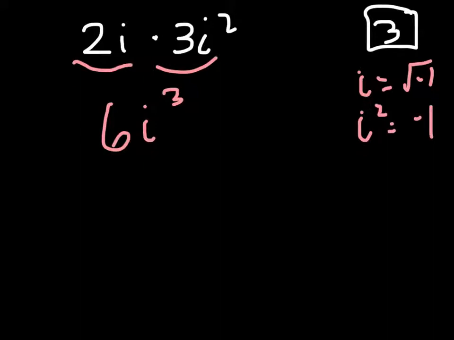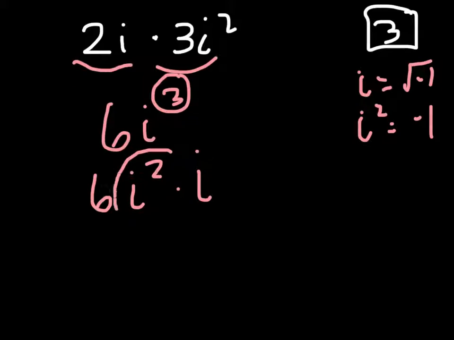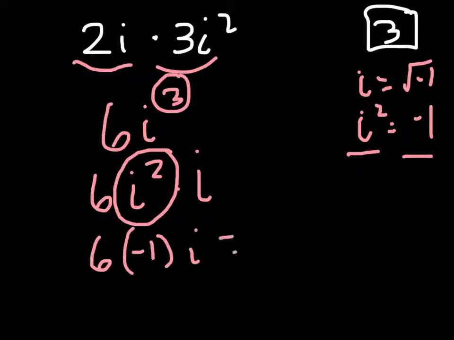So anytime you have an i power that's bigger than 2, you can break it down into i squared times i. You'll want to keep that separate. The reason why you want to keep that separate is you're looking for i squareds. Why? Because i squared by definition is negative 1. So 6 times negative 1 times my good old friend i. Negative 1 times 6 is negative 6. Your answer is negative 6i.